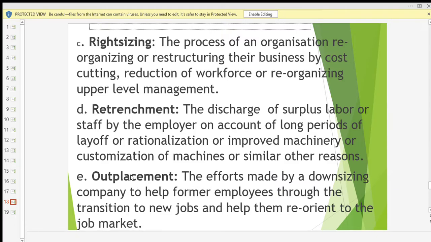Then another one was outplacement, another form of involuntary separation. Outplacement, the efforts made by a downsizing company to help former employees through the transition to new jobs and help them reorient to the job market. So outplacement is when the organization helps employees to get new jobs in other organizations. That is outplacement.